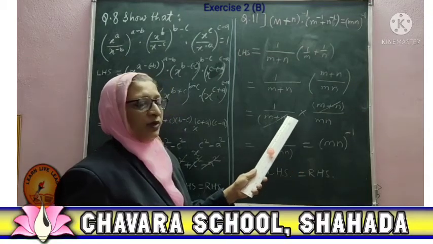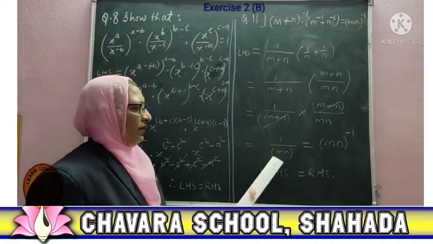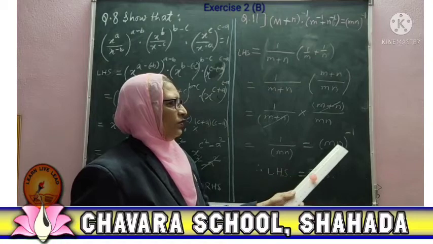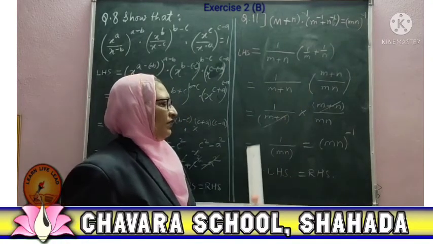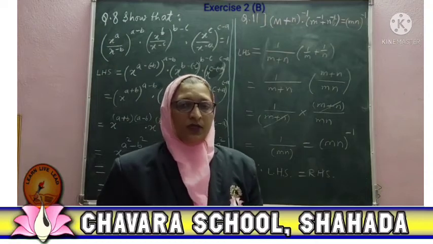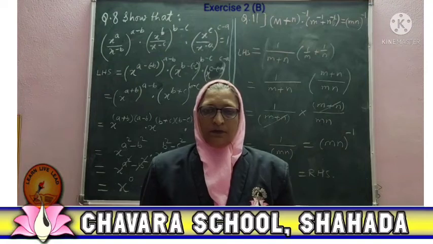Common factors from the numerator and denominator are removed. So what remains is 1 upon mn. That is equal to mn to the power negative 1, which proves that the left hand side is equal to the right hand side. So dear students, here we complete exercise 2B.